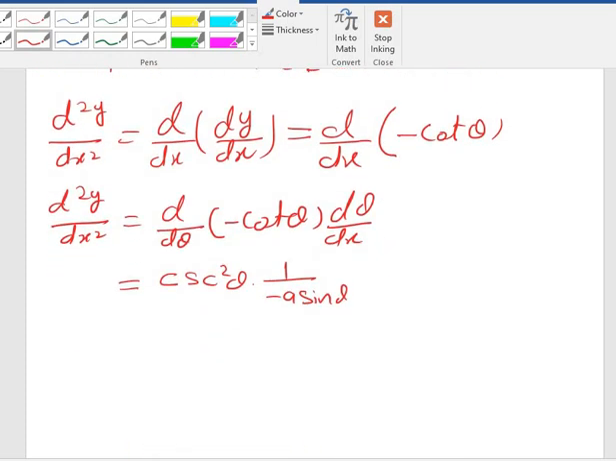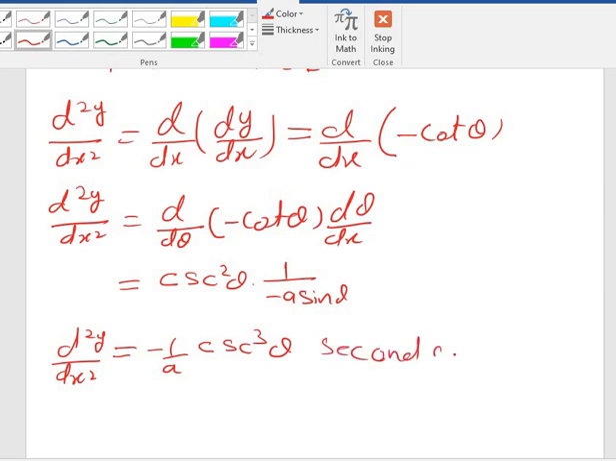So just simplify it. It becomes minus 1 divided by a, and 1 divided by sine theta is CSC, so it becomes CSC cube theta. So this is d2y/dx2, which you can say is the second order differential equation. This is the second order differential equation.